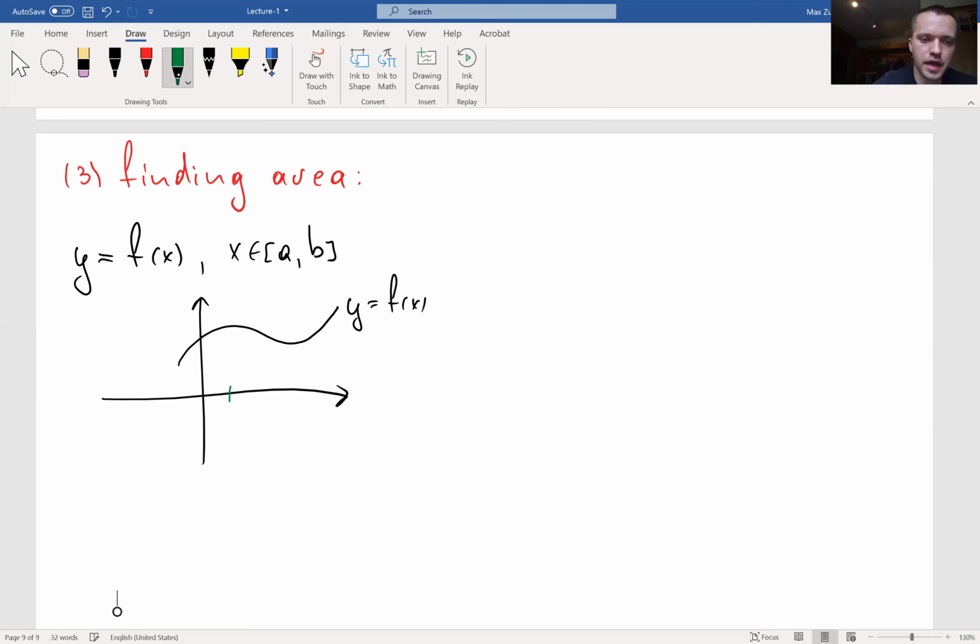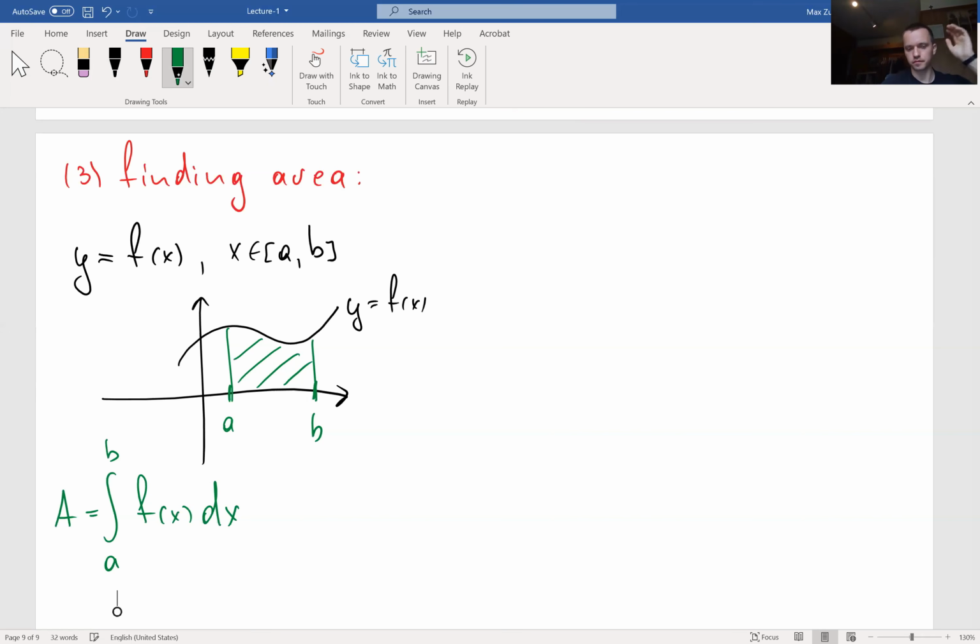Then if I want to find the area below the graph between a and b, then what do I need to do? I need to compute the definite integral between a and b, so let's call it area A, of f of x dx. Yes, but my f of x is equal to y. So I'm going to replace my f of x with y. I'm going to have the integral between a and b of y dx.